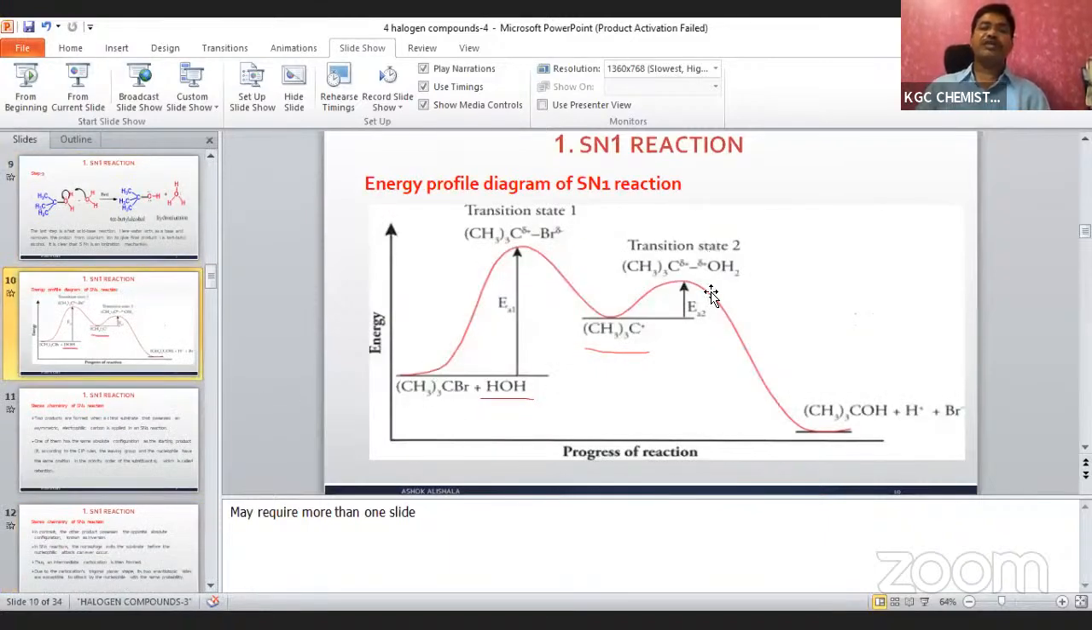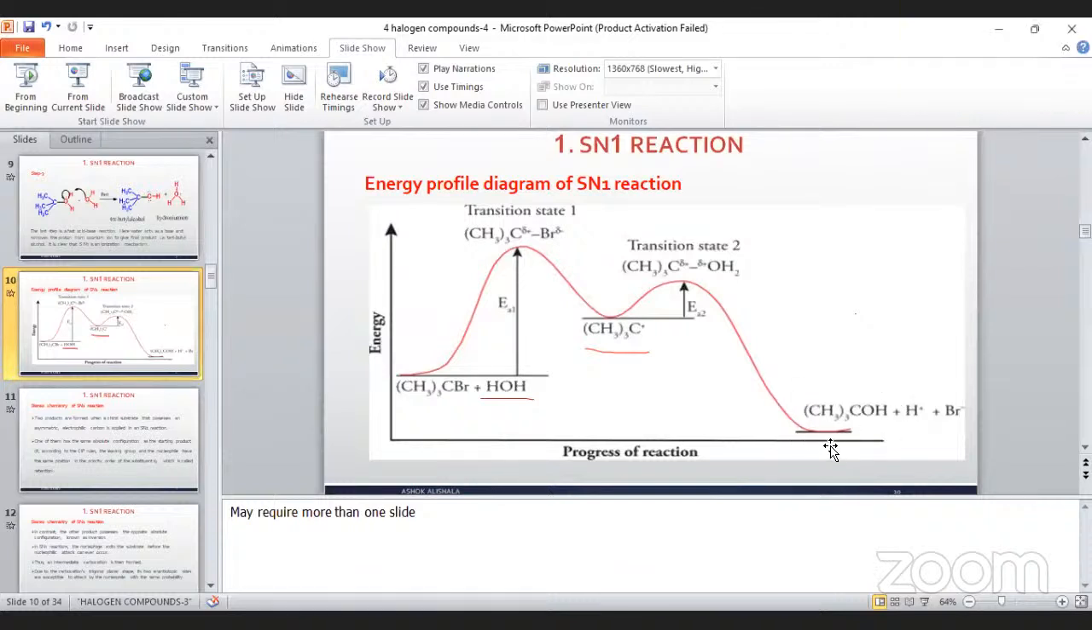Now see, this is going to be the energy profile diagram. There are two steps. See here, there will be two peaks and one depth also. This is going to be the reactants, and when the reactant approaches together, the energy of transition state one will be higher in energy. Then again it loses the bromide ion and you will get a carbocation, which lowers the energy. Then again when OH minus ion approaches the carbocation, it increases the energy. Then you will get the product, which decreases the energy.